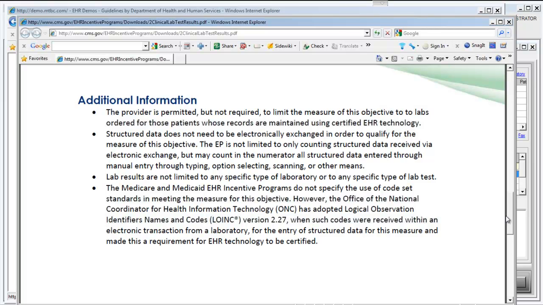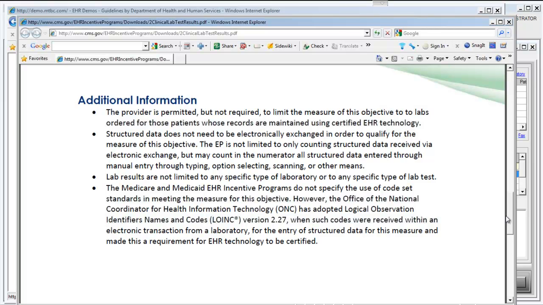So for example, if you have an electronic lab connection with your local LabCorp or Quest, then that would automatically be an exchange of data and it would automatically be electronic. However, it does not have to be. For example, if you have someone who keys in your lab results as structured data, that also will suffice. When we talk about structured data, we do not mean results received by fax or that come in as a scanned image. We mean individual numerical data values assigned to each lab result.